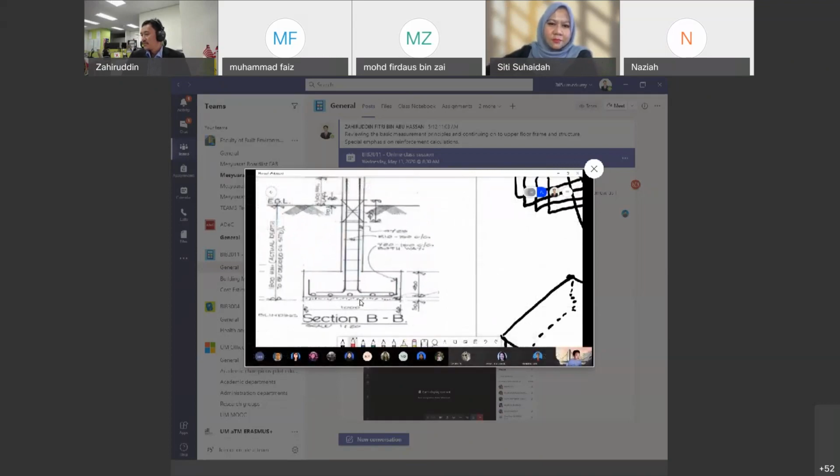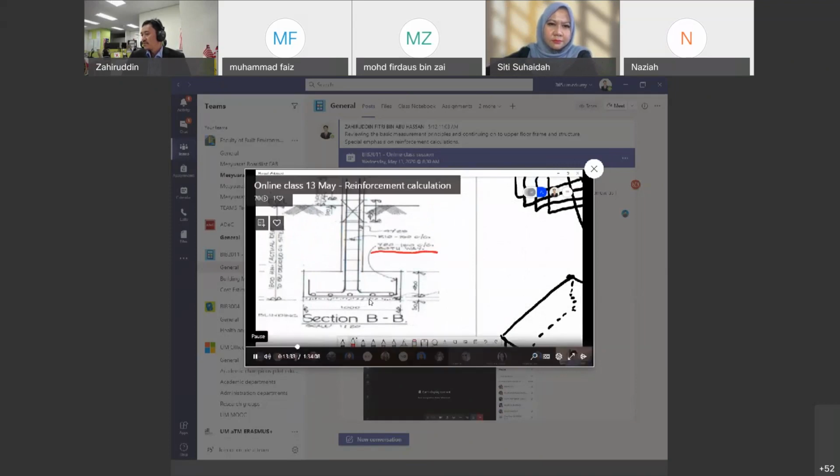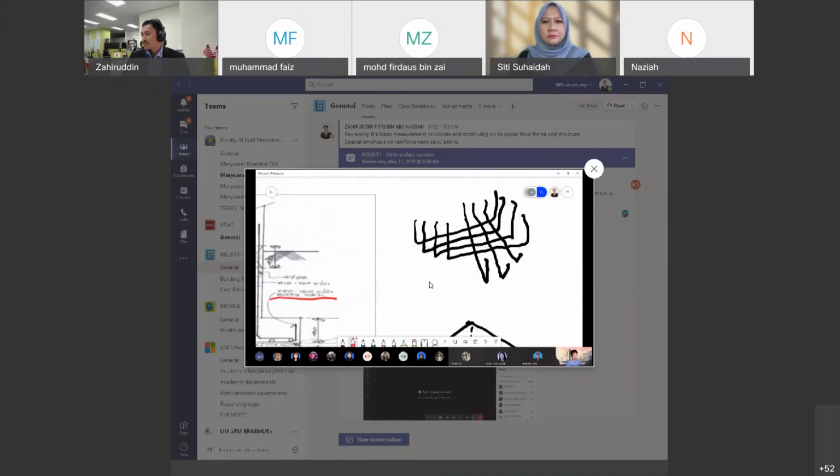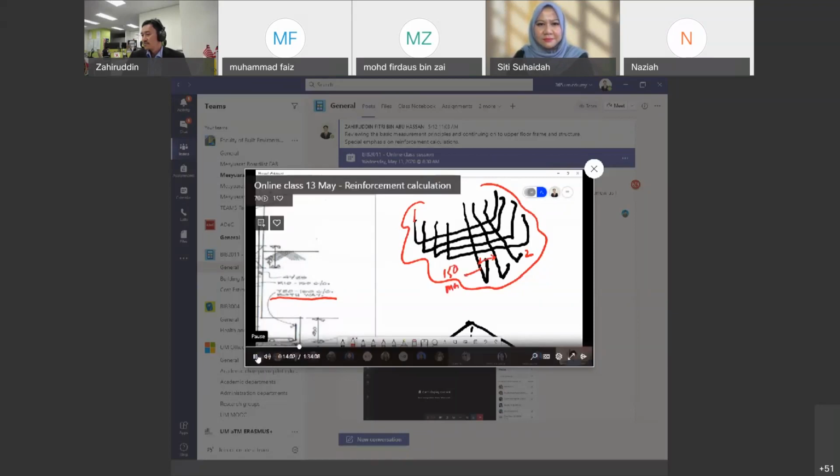looking at how the measurement is actually written. Okay, so it says here Y20 150 c/c both ways. So both ways means one way and then the other way. So 150 c/c means the gap between the bars themselves is actually 150 mm center to center.